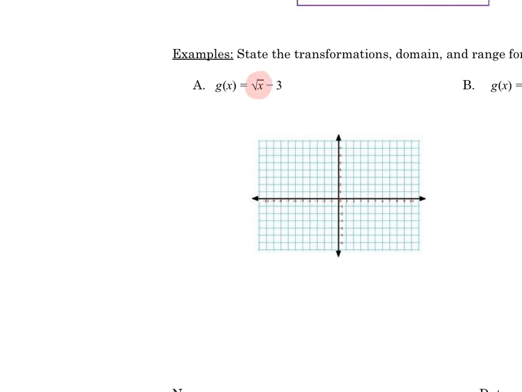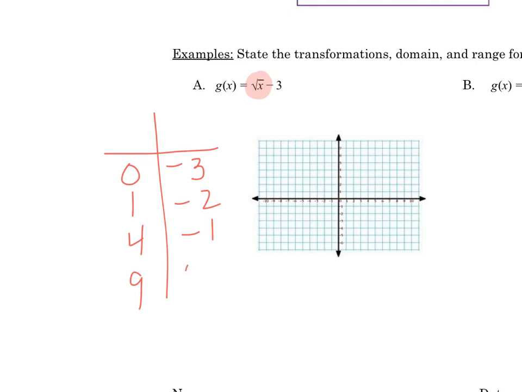So when I set up my table, I'm going to set this up so that 0, 1, 4, and 9 are always inside my radical. Now, because we're not doing anything to x, we don't need to change anything. So once I plug in 0 for x, I get 0. Then I subtract 3. Negative 3 will be my output. When I plug in 1, I get 1 minus 2. That's negative 2. When I plug in 4, I get 2 minus 3, negative 1. And then the square root of 9 is 3, minus 3 is 0.